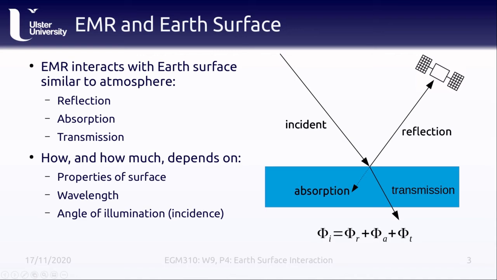It's important to note that these are not mutually exclusive processes. An object can transmit some incident radiation, absorb some, and reflect the rest. Or it can completely absorb or completely reflect the incident radiation. In any case, the incident radiant flux, measured as phi sub I here, is just the sum of the radiant flux that is reflected, absorbed, and transmitted.